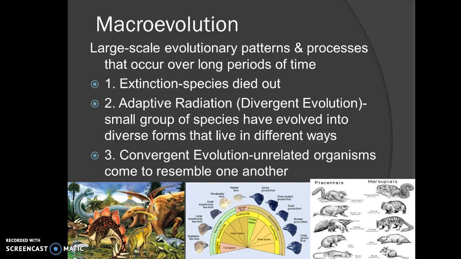Convergent, on the other side, the opposite of divergent is convergent, coming together. Okay, this is when unrelated organisms come to resemble one another. So a great example would be, I don't know if this is a great example or not, but like bats having wings as well as birds having wings. They both have wings to allow them to move through the air.